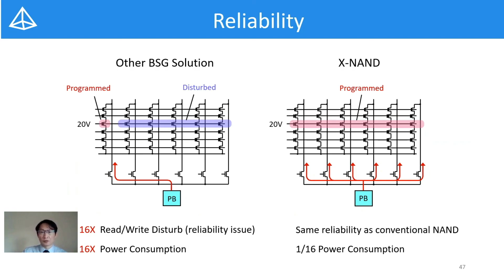Because you need to repeatedly read and write 16 times for 16 binary, the disturbance for each cell is increased by 16 times. This may cause reliability issue. It also increased the power consumption by 16 times. In contrast, XNAND reads and writes 16 binary together, so the disturbance problem is eliminated.